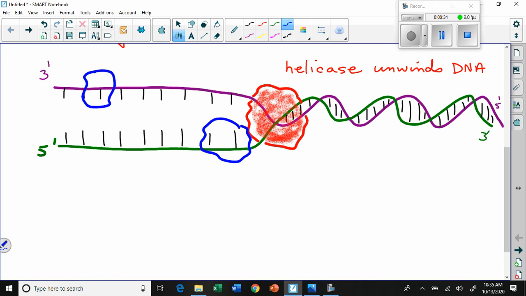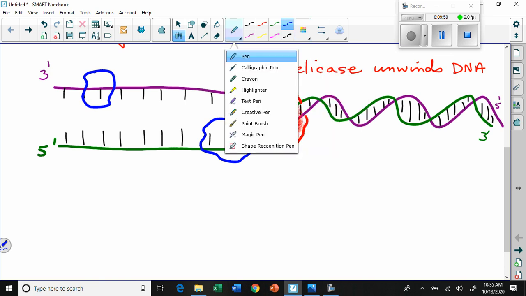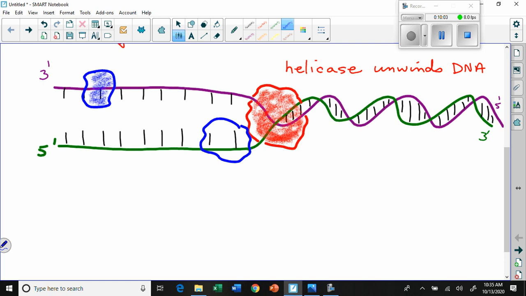Okay? Well, actually, that's not true. Let me restate that. They travel 5 to 3, but they're named based on what they're assembling, not what they're riding on. That's the trick. So what happens is this blue guy here, let me color them in with blue crayon, just so we have some sort of depth to them. And we'll call it primase because that's its name.